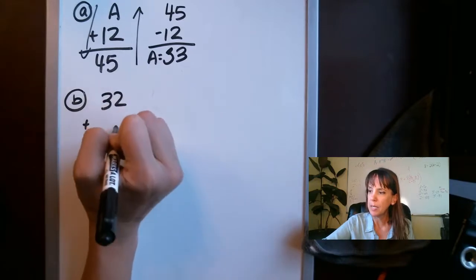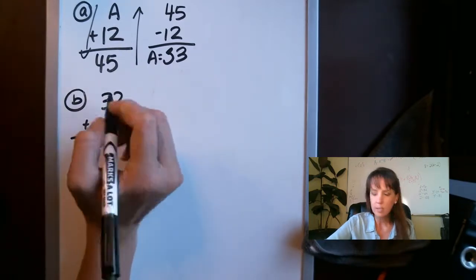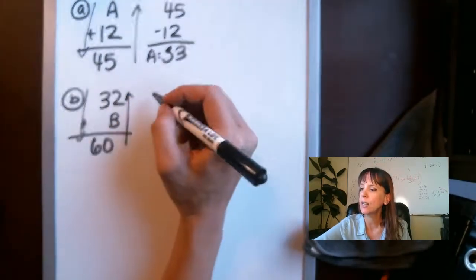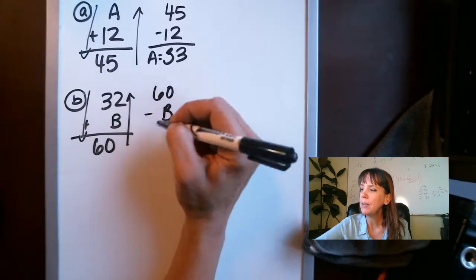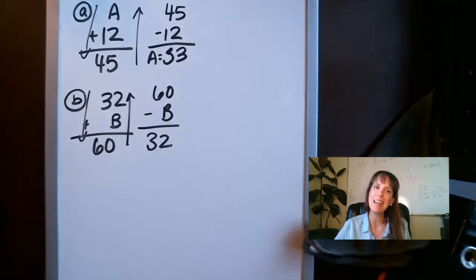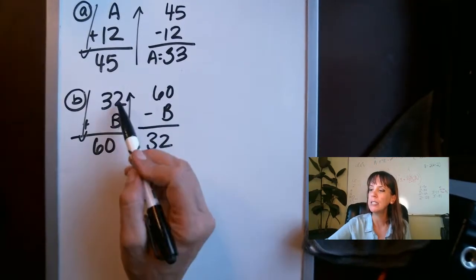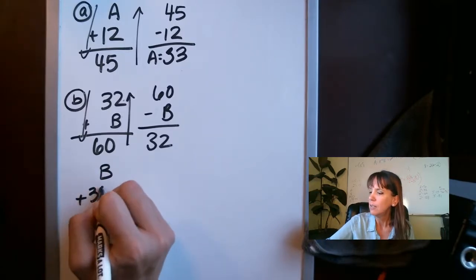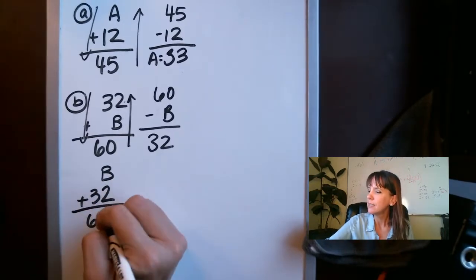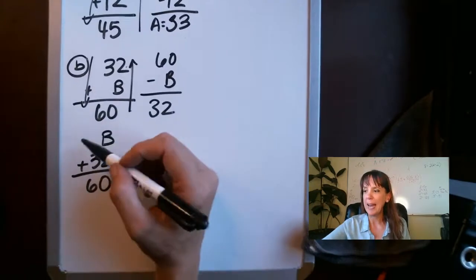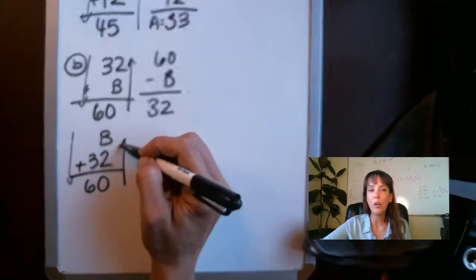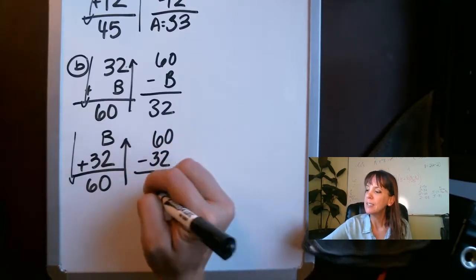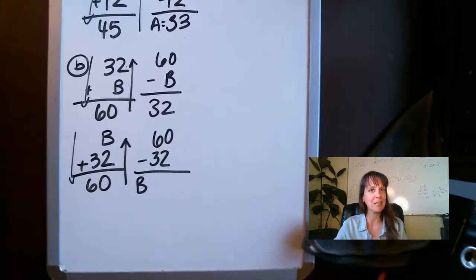32 plus B is 60. If we add in this direction, we can subtract in that direction. 60 minus B is 32. That doesn't help us, so let's try rewriting our addition fact using the commutative property. That is B plus 32 is 60. Since we're adding in this direction, let's try subtracting in this direction. 60 minus 32 is B, and sure enough, that's exactly what we need.